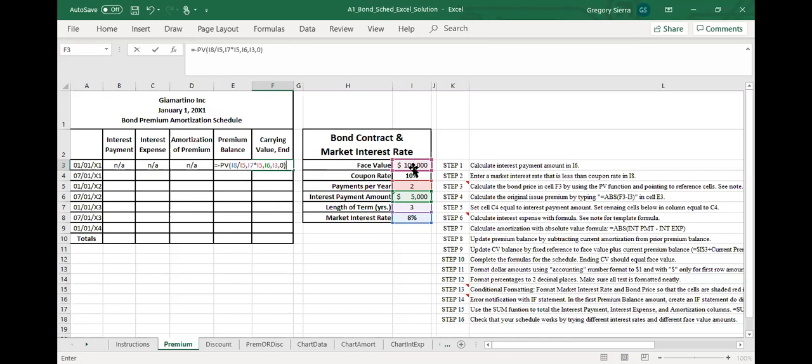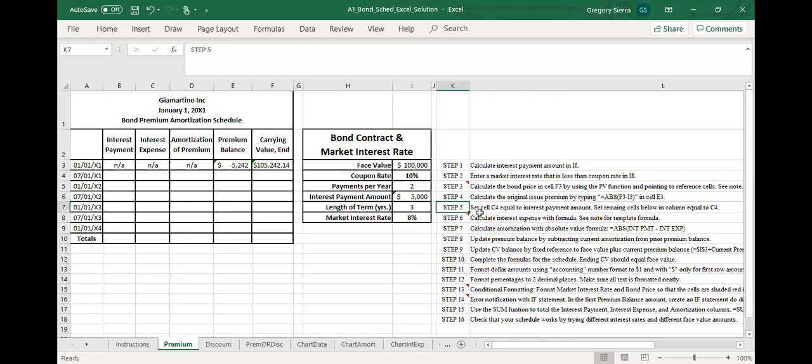Now I'm expecting a number over 100,000 because the market interest rate is below the coupon rate, and there it is, 105,242. Now, the premium balance is the difference between the face value and the carrying value. I'm going to use the absolute value function. We don't need to, but you'll see later because of the absolute difference, we'll be able to use it again with the discount case. So the absolute difference is 5,242. So our original issue premium balance is 5,242, and that is step 4.